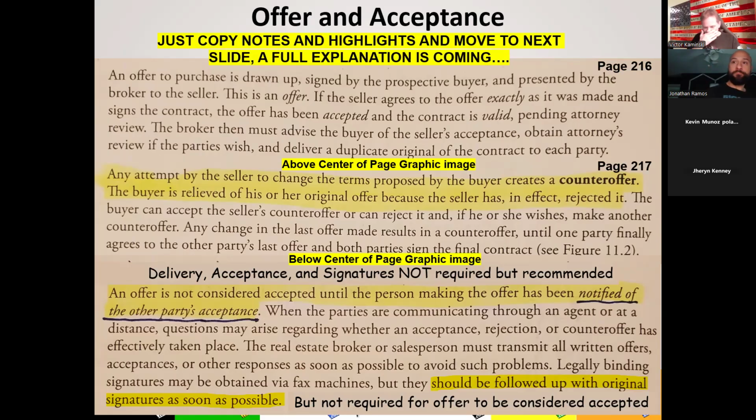All right. So you're on page 217, you're still highlighting on the second paragraph, the first sentence, the first line: any attempt by the seller to change the terms proposed by the buyer creates a counter offer. And then 1, 2, 3, 4 lines down from that, you're going to be highlighting the buyer's relieved of his or her original offer because the seller has in effect rejected it. So it's not the next line, it's actually 4 lines down.